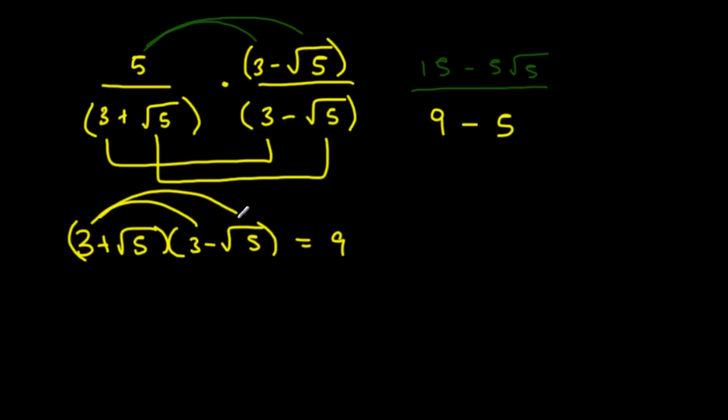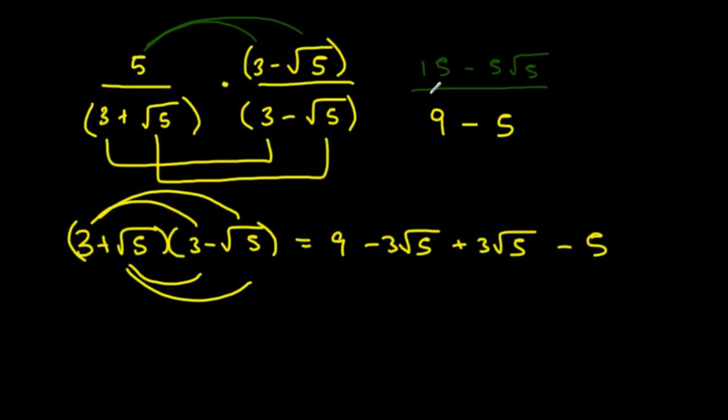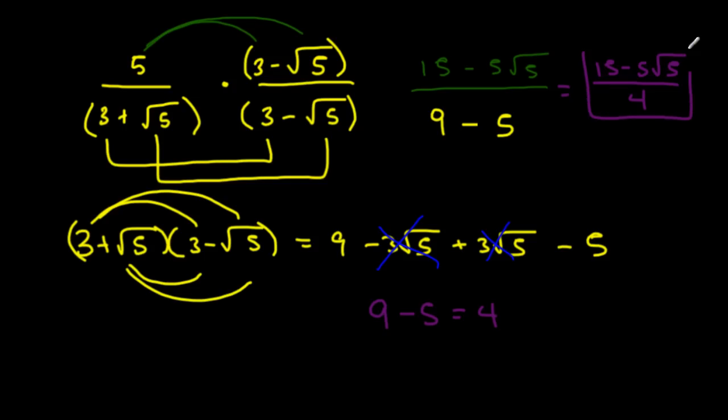So if we just do that out very quickly, 3 plus radical 5, 3 minus radical 5, FOIL, I get 9 minus 3 radical 5 plus 3 radical 5, and then minus radical 5 times radical 5, which is just 5. My middle terms here will simplify out, and I'm left with 9 minus 5, or simply just 4. So if I simplify this, I'll have 15 minus 5 radical 5 over 4. Can I simplify anything else? Can I simplify anything with the numerator with the denominator? 4 does not share any common factors with 15 and 5. Always check for that. In this case, my answer is 15 minus 5 radical 5 over 4.